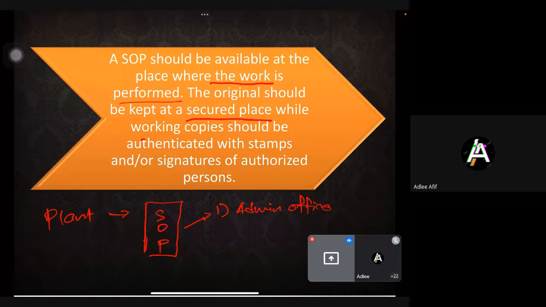While working copies should be authenticated with stamps and or signatures of authorized person. Okay, so the second copy that you need to have at the workplace, you need to make sure that it comes with stamps, okay, meaning that it is authenticated. All right, and you can also have the signatures of the authorized person, with or without.